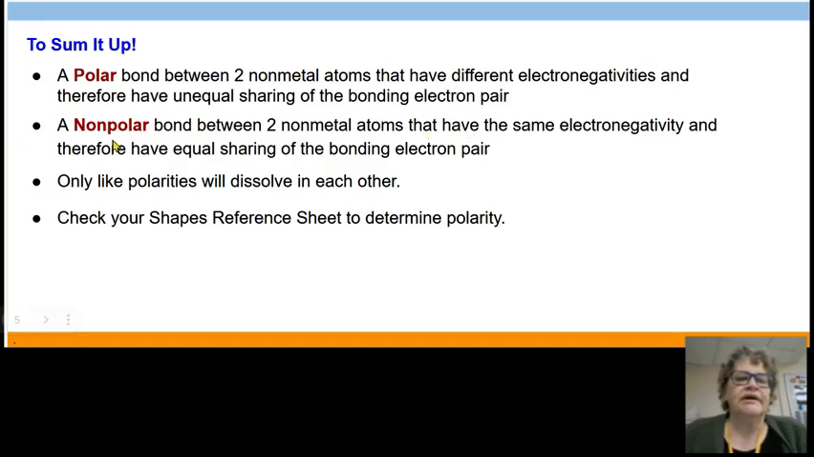Okay? Unlike polarities, only like polarities will dissolve in each other. Okay? If they're not both polar, they can't dissolve in each other. They'll just sit on top of each other. Okay? And then check your shape reference sheet to determine whether it's polar or nonpolar.